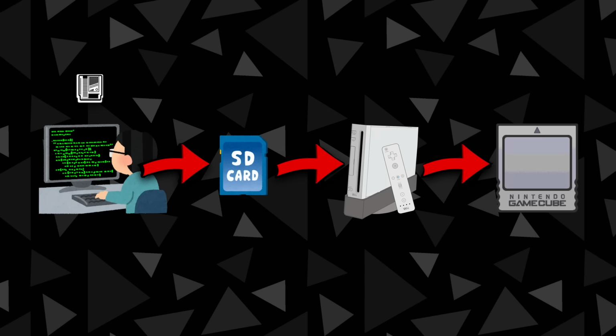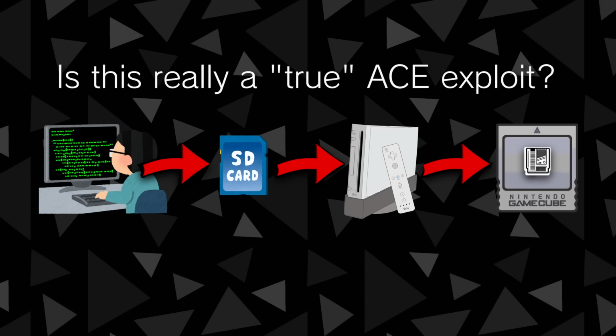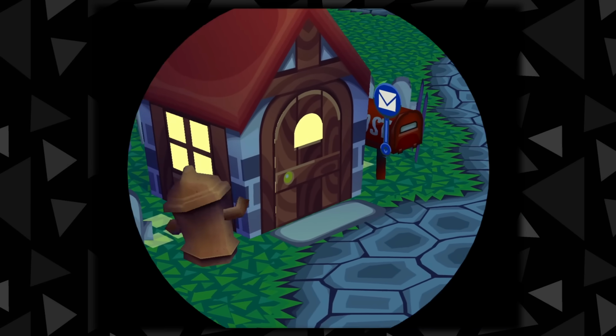Of course, the easiest way is just to write the data using a computer program and inject it onto the GameCube memory card using something like an SD card on a modded Wii. But if we have to do all of that external modification to unlock Ace in Animal Crossing, is it really a true Ace exploit? This largely depends on your definition of true Ace, but since you would need to externally modify the memory card on a PC to achieve Ace in Animal Crossing, it does admittedly get a bit hazy. So what else can we explore for true Ace?